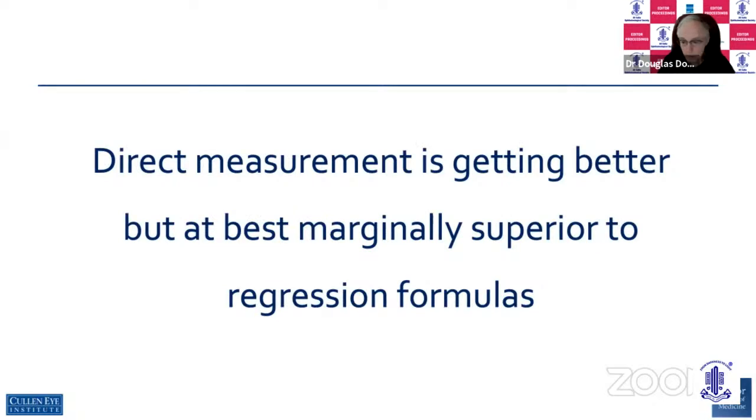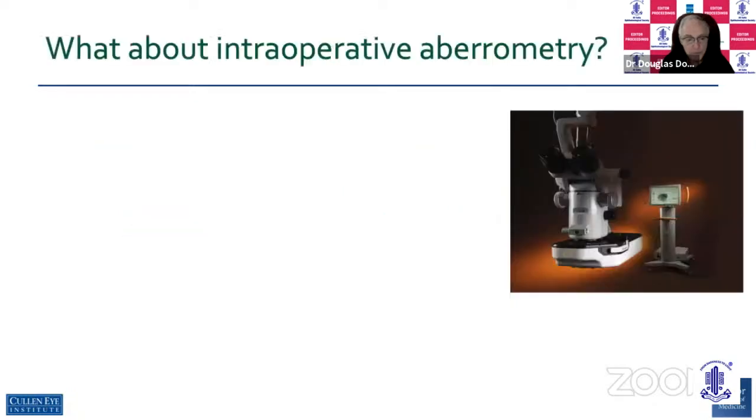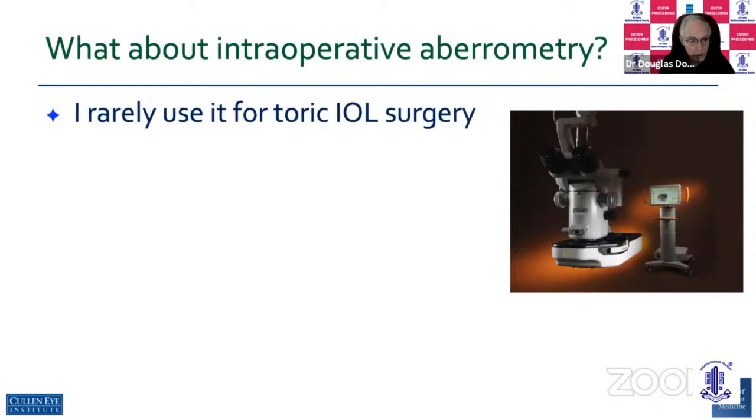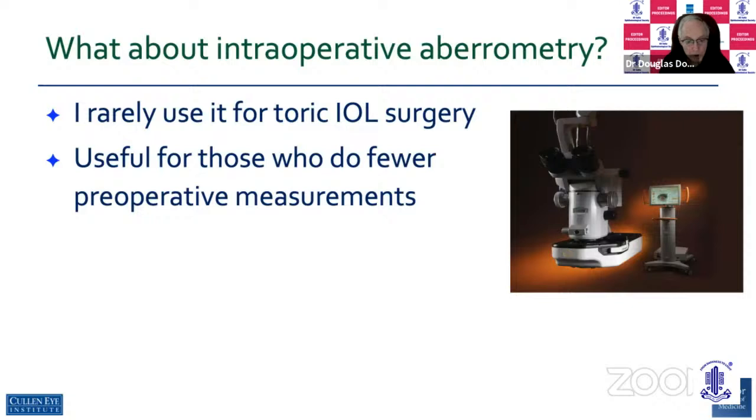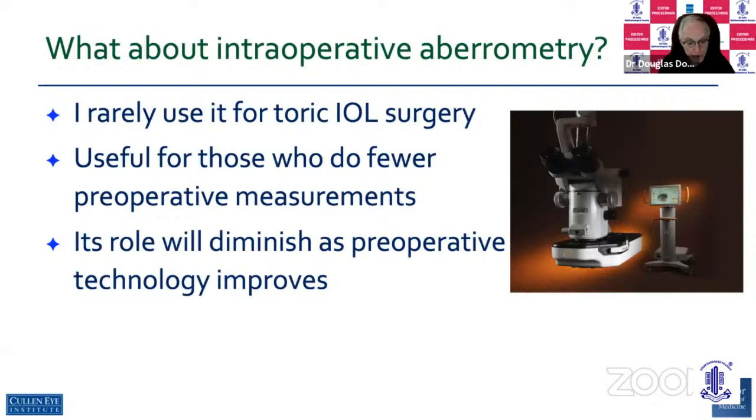Direct measurement is getting better. It's where we want to go, but at best, it's still marginally superior to our regression formulas. What about intraoperative aberrometry? Well, I rarely use it for toric surgery. It is useful for those who do fewer preoperative measurements. It has a value, but I think it has an upper limit to its accuracy because of all the factors we know: measuring an eye after surgery has been conducted with altered corneal surface and corneal thickness and so on. I think its role will diminish as our preoperative technology improves, and I think we'll see it someday become obsolete, but it still plays a nice role for many excellent surgeons.